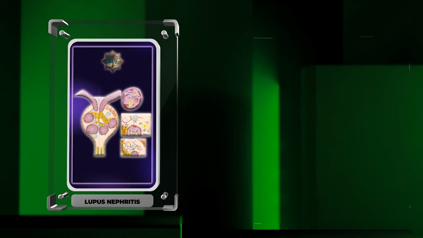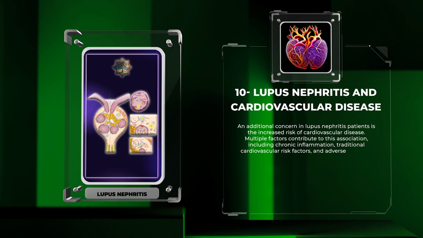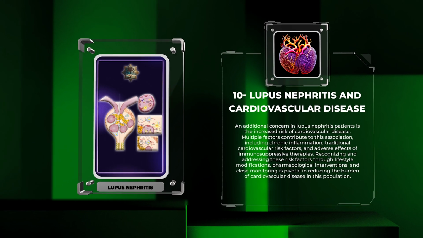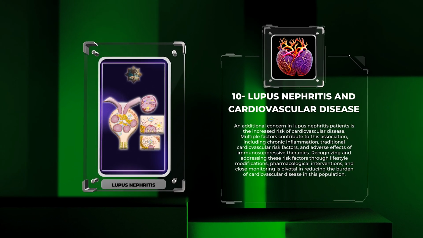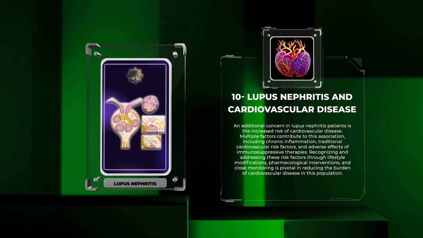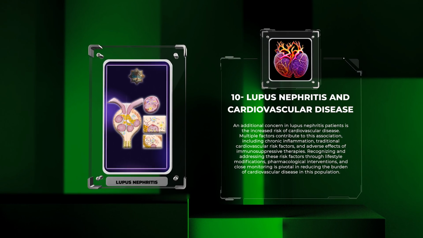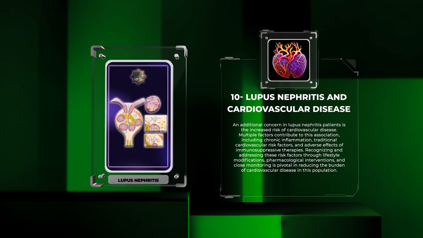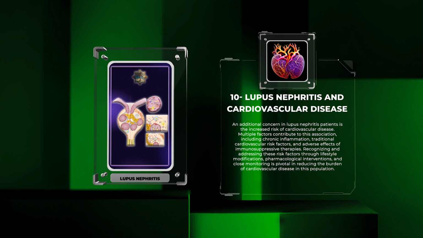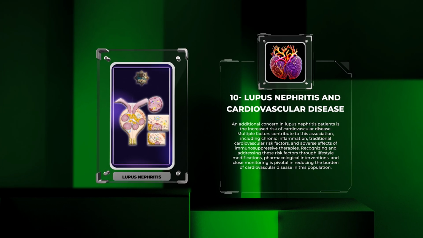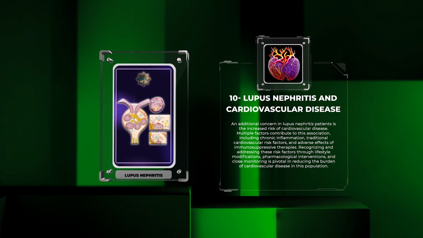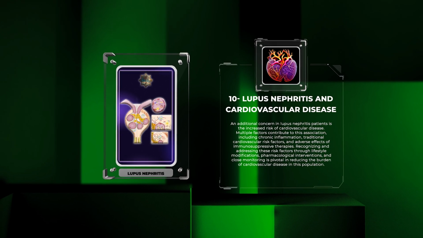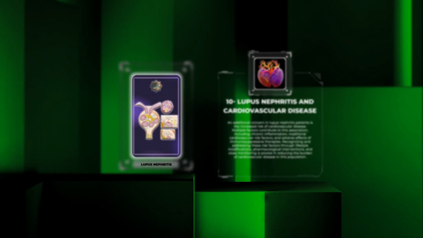An additional concern in lupus nephritis patients is the increased risk of cardiovascular disease. Multiple factors contribute to this association, including chronic inflammation, traditional cardiovascular risk factors, and adverse effects of immunosuppressive therapies. Recognizing and addressing these risk factors through lifestyle modifications, pharmacological interventions, and close monitoring is pivotal in reducing the burden of cardiovascular disease in this population.